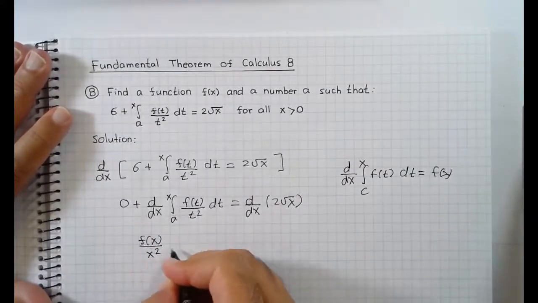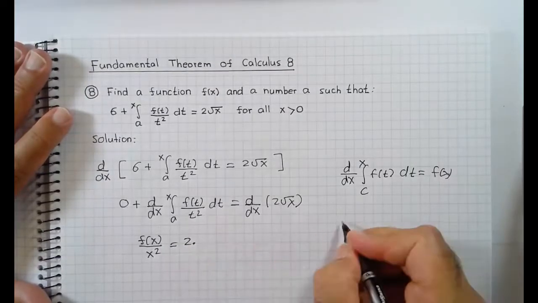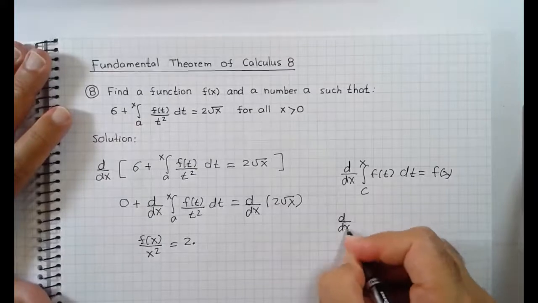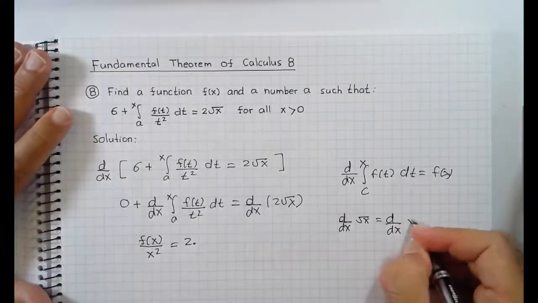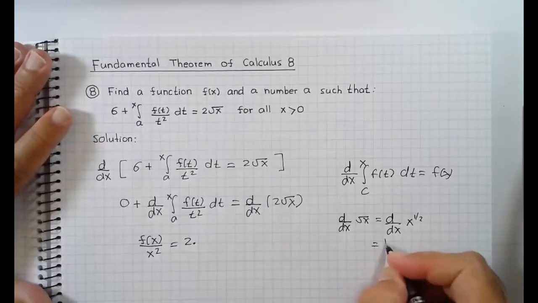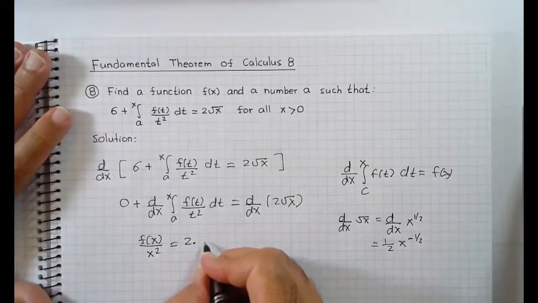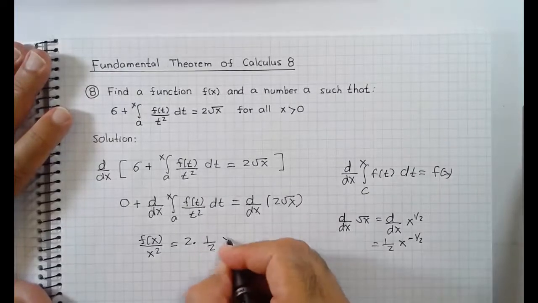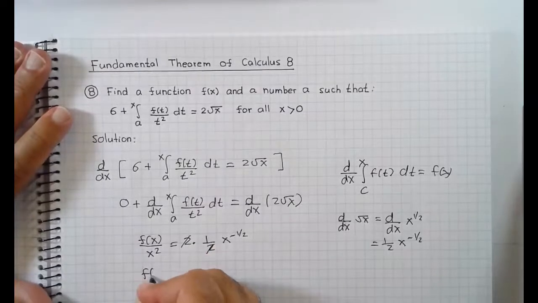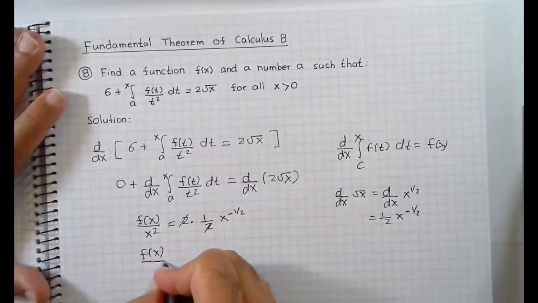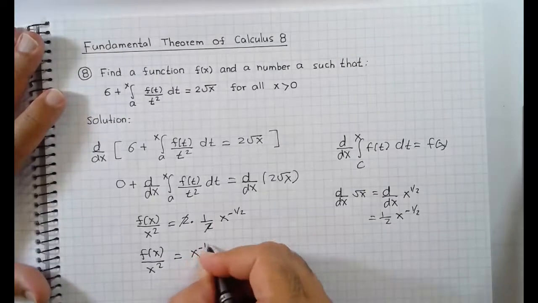And here we're going to apply the power rule, so that's going to be 2 times the derivative of root x. That's just equal to the derivative of x to the 1/2, which is 1/2 x to the negative 1/2. So that's 2 times 1/2 x to the negative 1/2. The 2's cancel. We get f of x over x squared is equal to x to the negative 1/2.